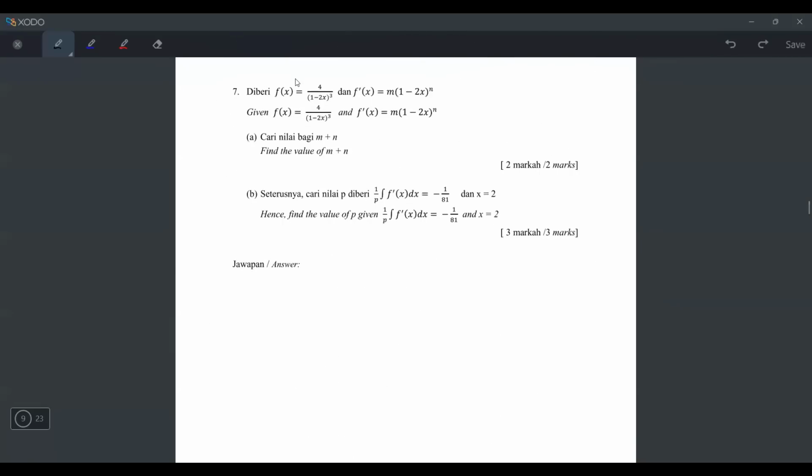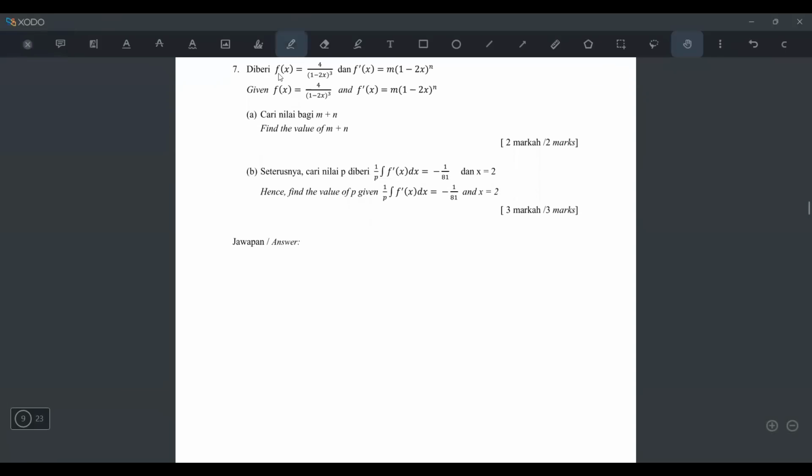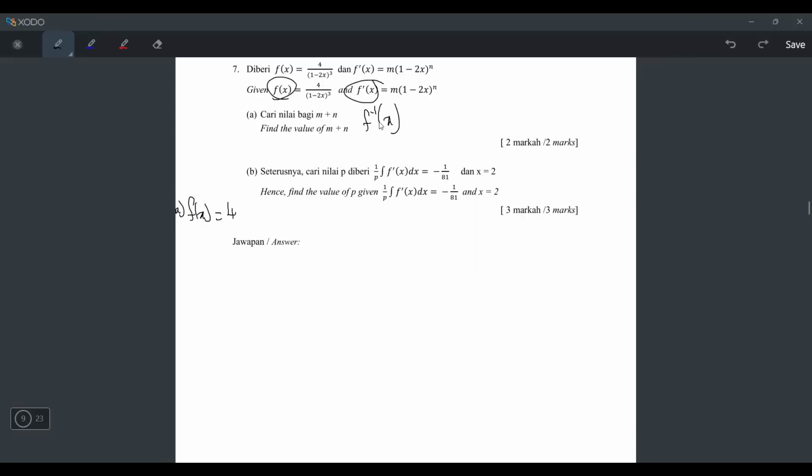Okay, given f(x) equals to this, and then f prime x equals to this. Okay, I should write this down, right? So where should I write it? Okay, let's do it here. So f(x) equals to 4. Okay, they give you f(x) and they give you f prime x. What is this f prime x? Some students will confuse this with the f inverse, you know. Like, no, they are not the same thing.